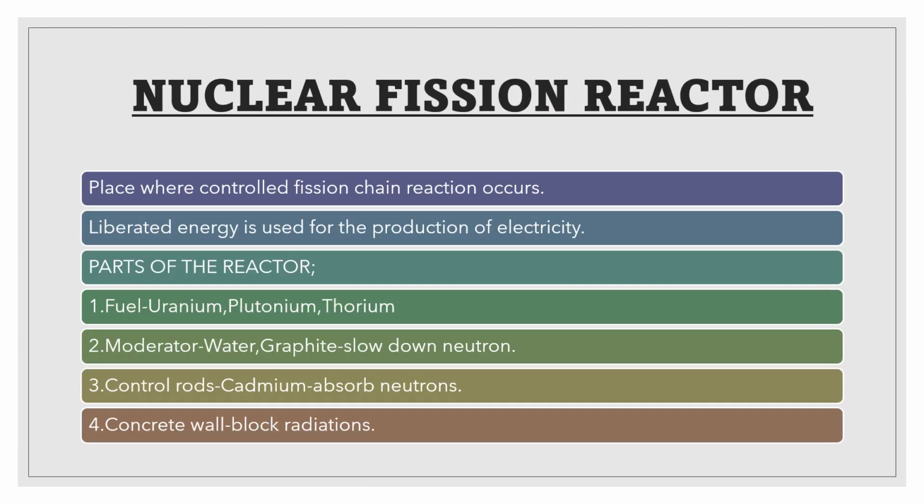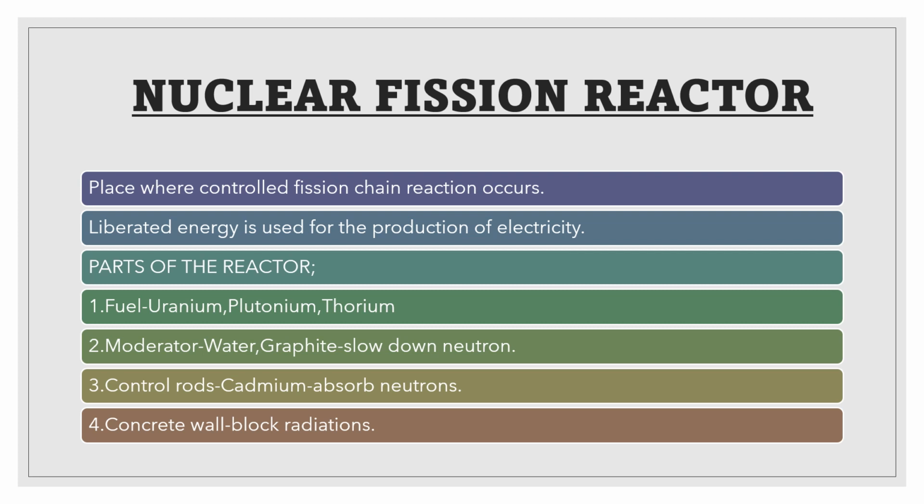Now we'll see how a nuclear fission reactor works. It is a place where a controlled fission chain reaction takes place. As I told in the previous slide, when it's controlled, it's used in reactors, and when it's uncontrolled, it is used in atomic bombs. Here, the liberated energy is used for the production of electricity.